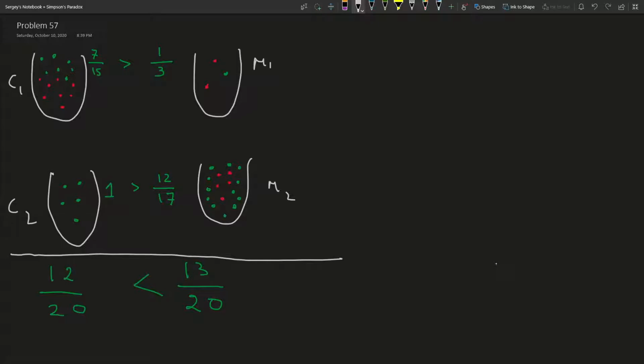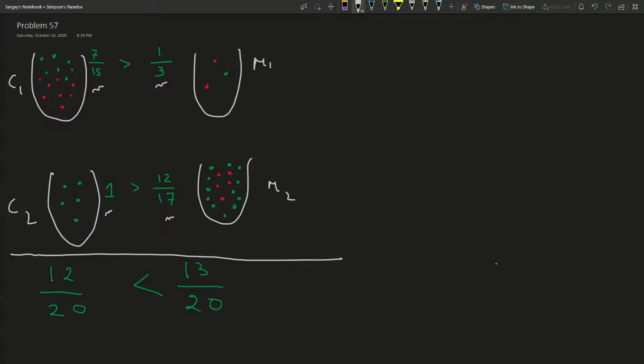So we can see that the proportion of green gummy bears in C1 is larger than that of M1. C1 is 7 out of 15. M1 is 1/3. And the proportion of green gummy bears in C2 is 1, which is larger than that of M2, which is 12 over 17.